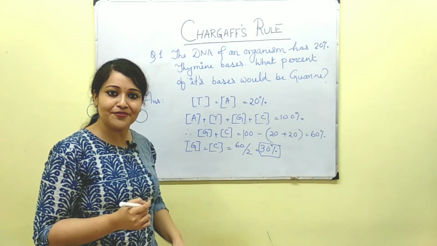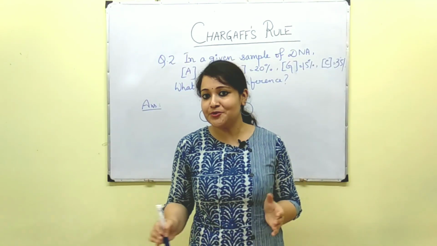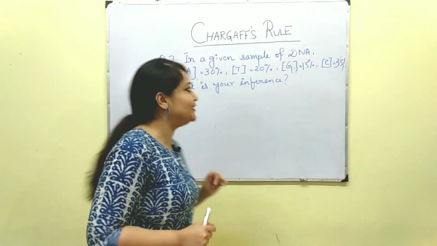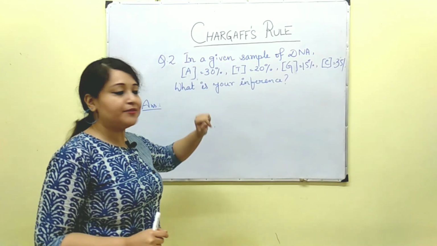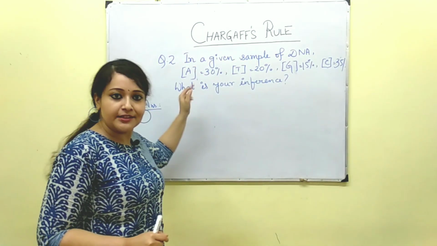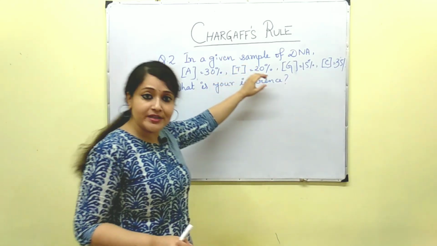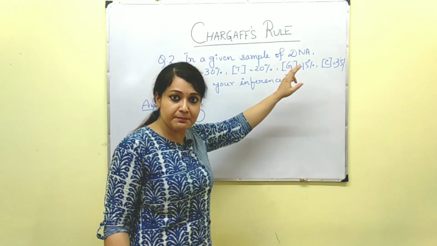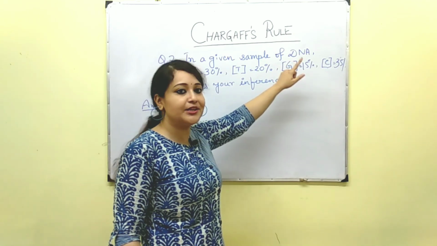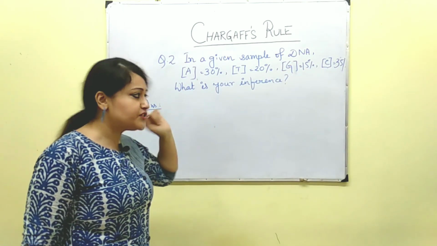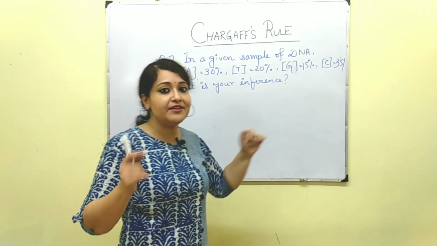Hope it is clear to all of you. Now question number 2 is in front of you. Just have a look. In a given sample of DNA, adenine is 30%, thymine is 20%, guanine is 15% and cytosine is 35%. Now the question is, what is your inference?